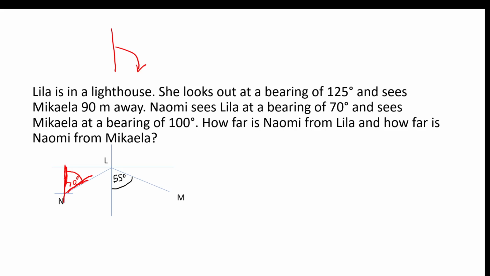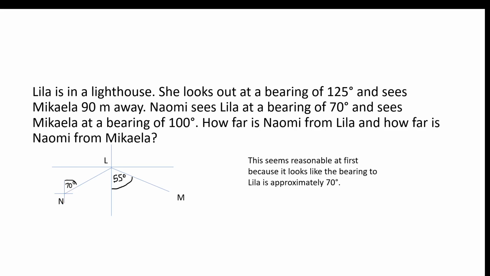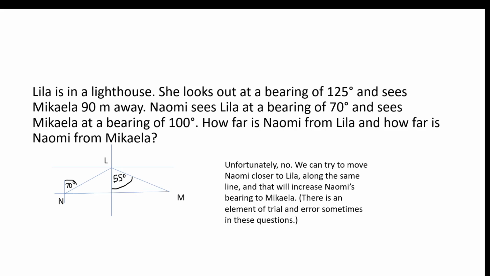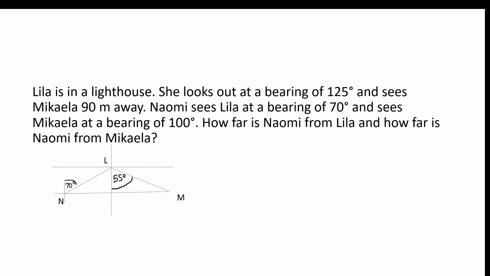The hardest part of this question might be finding a good spot for Naomi. At first, this seems reasonable because she's looking out at Lila at approximately 70 degrees. But then we want to make sure that the bearing she has for Michaela is roughly 100 degrees. We see in this case that it's not, because that looks more like a 90-degree bearing. So we want to move Naomi up a little bit. So we put Naomi here.